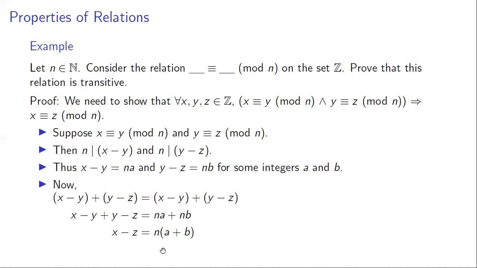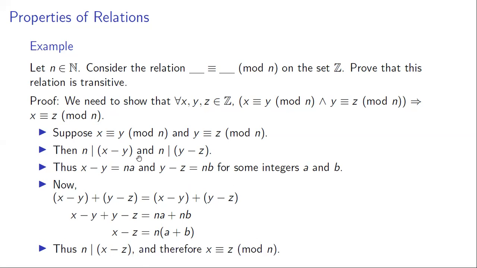So now what do I have? I have that x minus z is equal to n times an integer, since a plus b is an integer. Thus, n divides x minus z based on the definition of divisibility. Just applying that, we have x minus z is equal to n times an integer. So therefore, n divides x minus z. And therefore, x is congruent to z mod n.